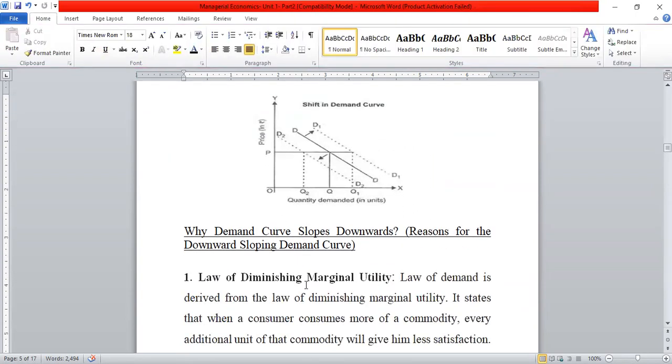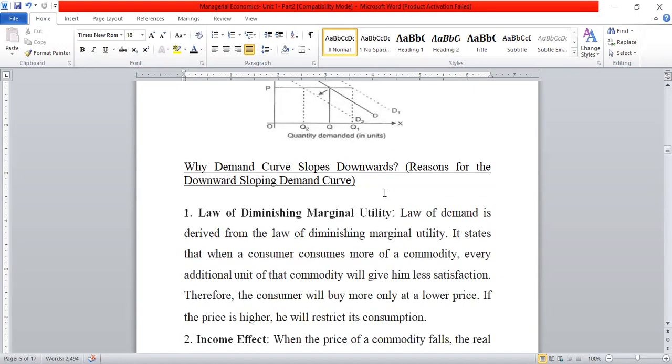Then next we talk about why the demand curve slopes downward. Reasons for the downward slope: you can see that here the demand curves DD, D1, D2, all show a downward position. So what are the reasons behind that? First, the law of diminishing marginal utility. That means when a consumer consumes more of a commodity, every additional unit of that commodity will give him less satisfaction.